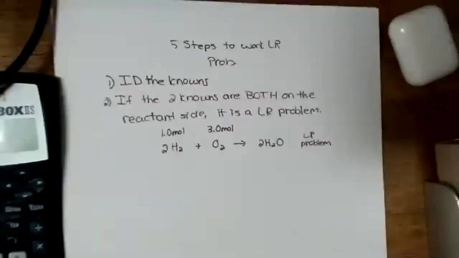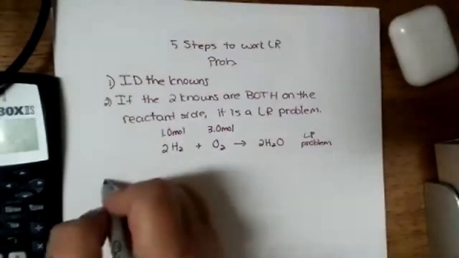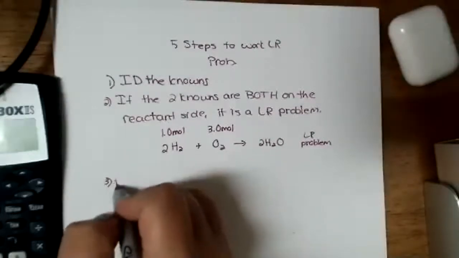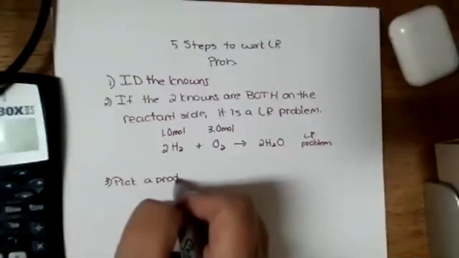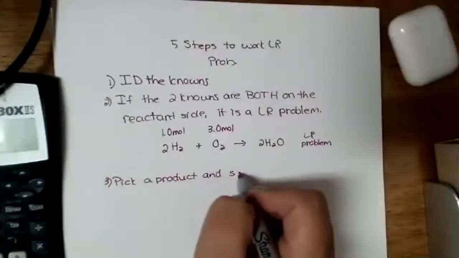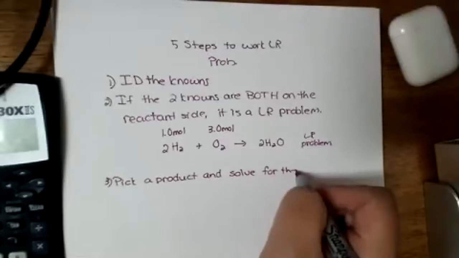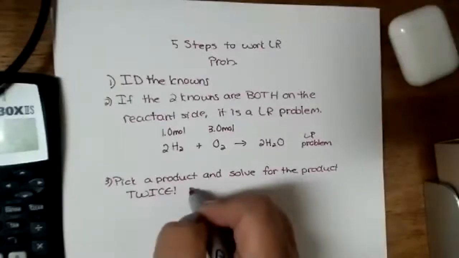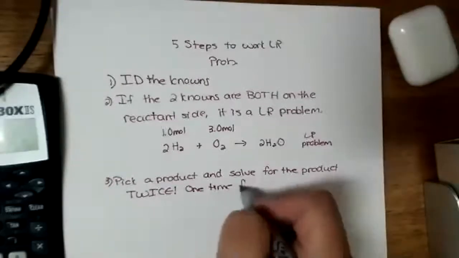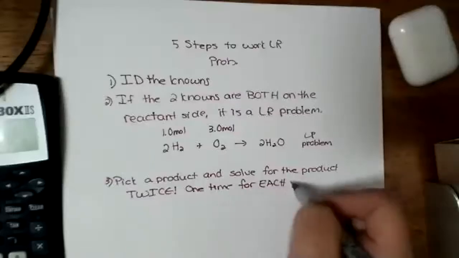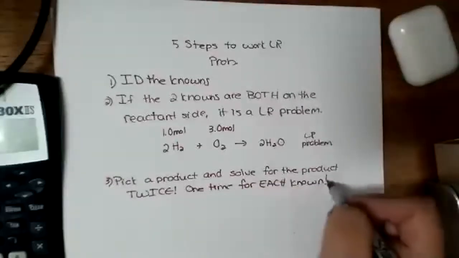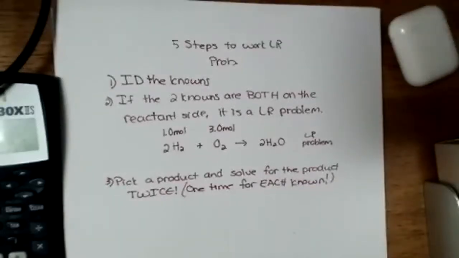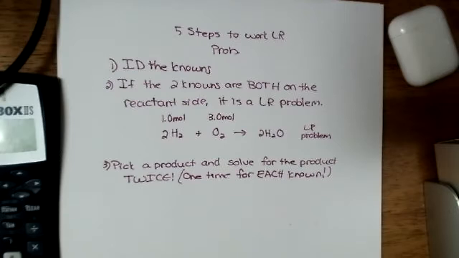Now, limiting reactant problems are pretty easy to work once you've gotten past number 2 and you've recognized that it's a limiting reactant. To work one, you're going to pick a product and solve for the product twice, one time for each known. All right, so once I have realized, hey, I've got a limiting reactant problem, I'm going to have to work two problems.